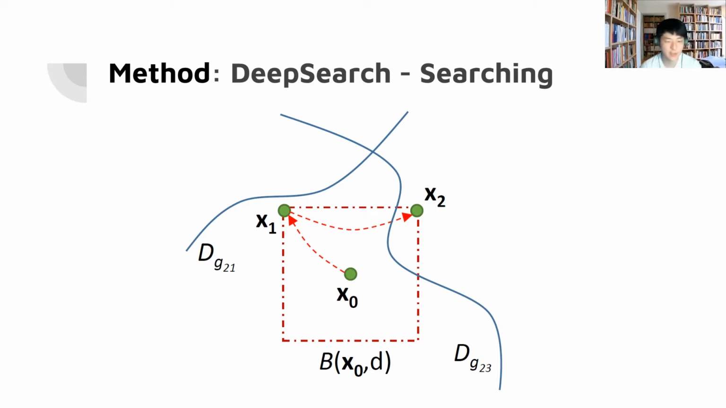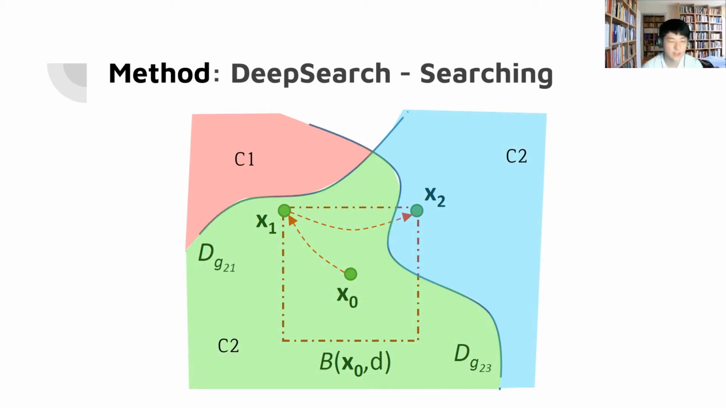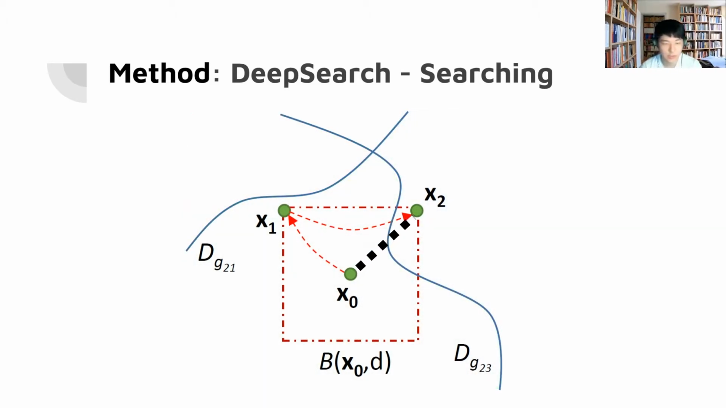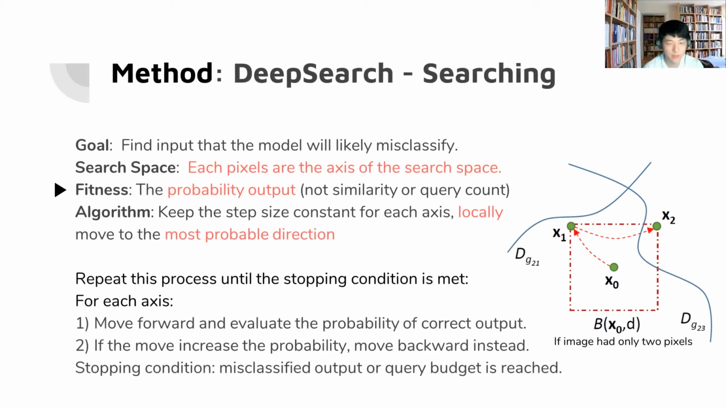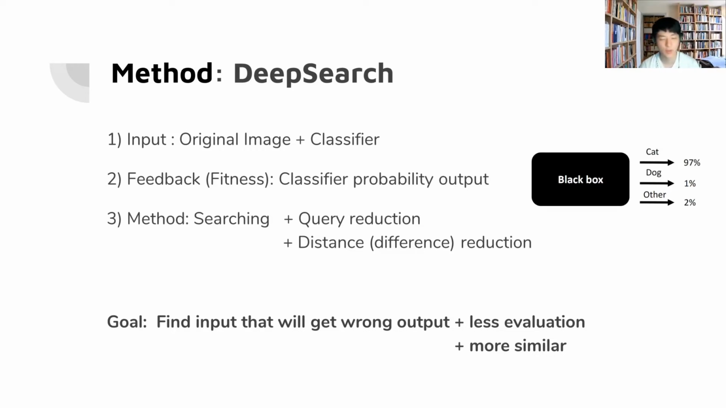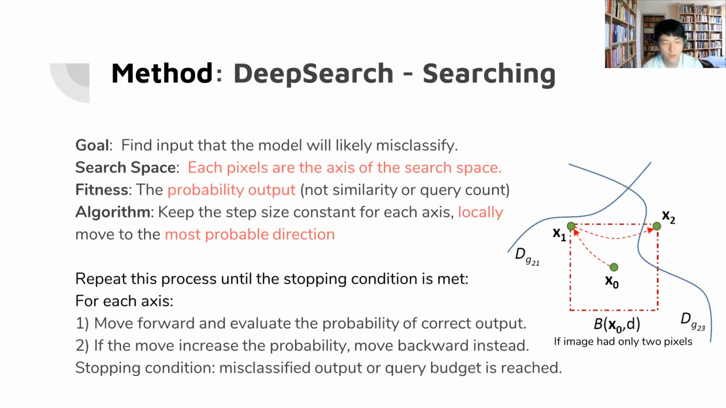The 2 pixel image that we have now is represented as x0. The lines are the boundaries of the classifier. If the image x crosses the boundary, it is classified as a different class. And when we evaluate the image with a black box, we get the probability output from the classifier. The fitness we'll be using is how much probability it scores in other categories. So from the last black box illustration, we favor it if dog probability rises or any of the others' probability rises. For example, moving from x0 to x1 raises the probability of class 1 and decreases the probability of class 2 because it gets closer to the boundary.